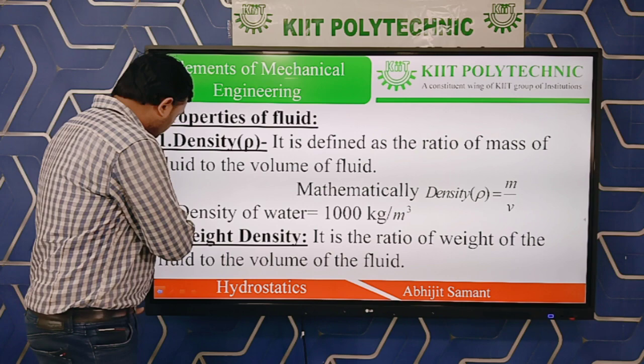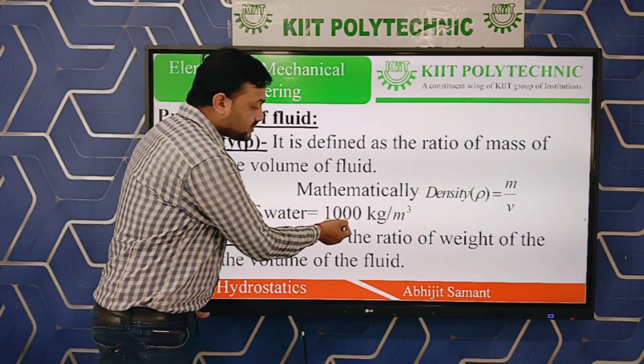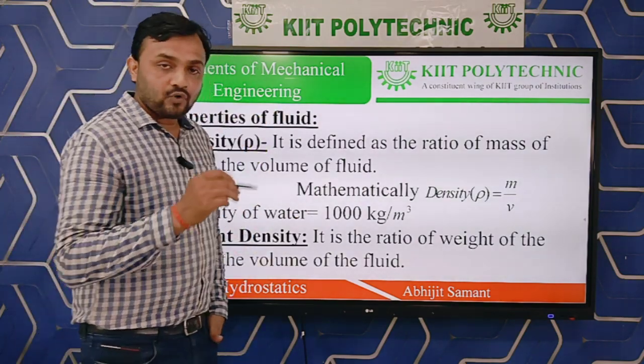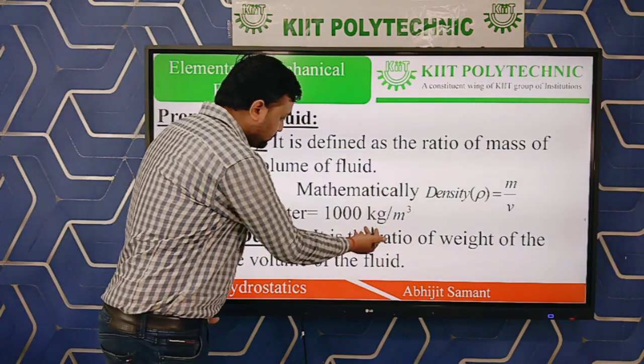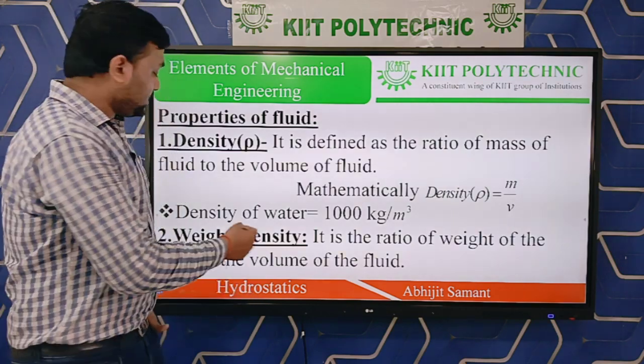We have to remember the density of water. The density of water is 1000 kg per meter cube. So in 1 meter cube volume, the mass of the water is 1000 kg.